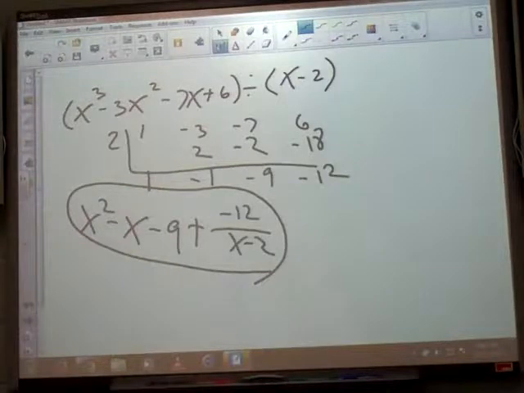Yeah, he got it. He just wanted to know how he got it. Alright, got what we need on that one? We're good. We're golden. The other thing you can use synthetic division for is to actually solve.